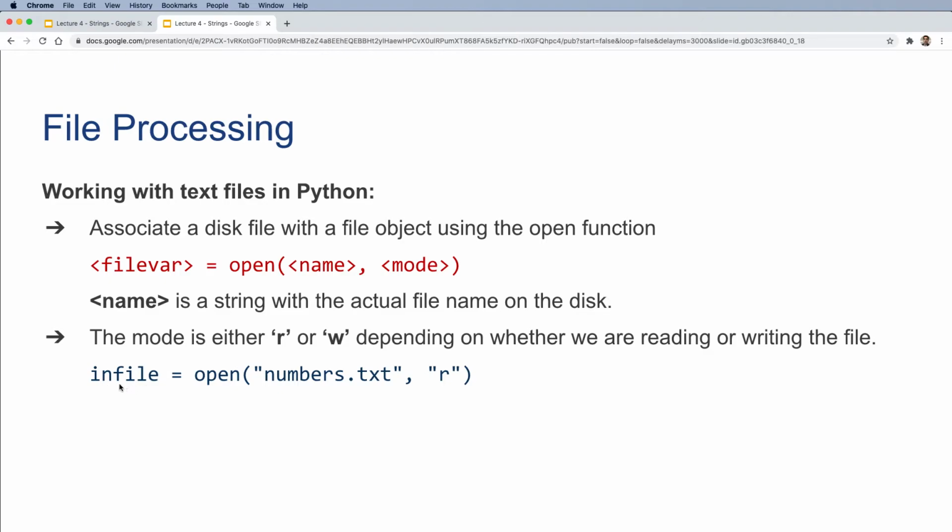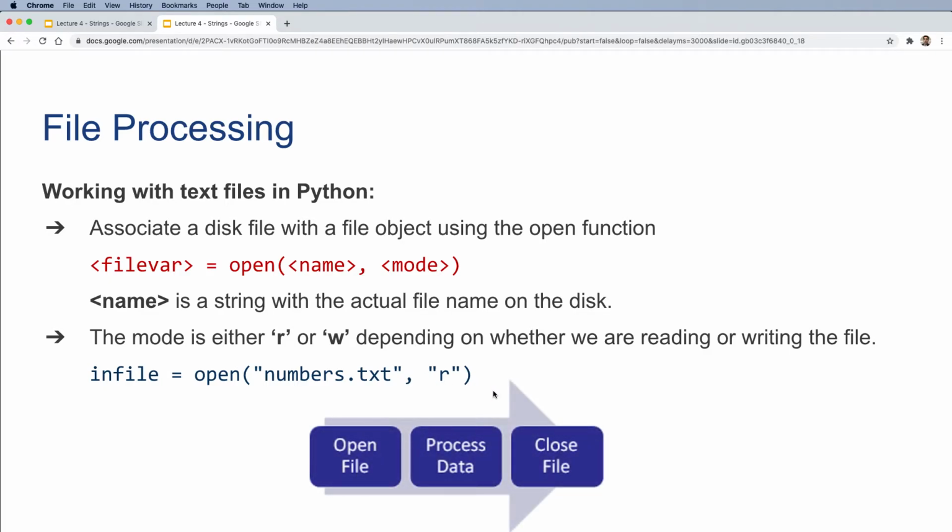Here, infile is a file object that is set to open, and the name of the file is numbers.txt, comma, and the mode is r. And then here's the general process. We open the file, then process the data, and after that we close the file.